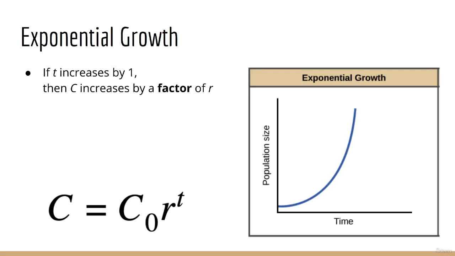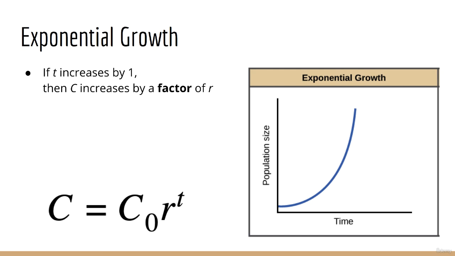We can write the generic equation for exponential growth as c equals c naught times r to the power t. Here, c is the output variable, and that's the thing we're counting. C naught is the initial value when t equals 0. T is the input variable, which in our case represents time. And finally, r is the rate of growth.